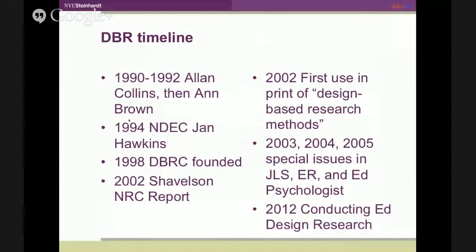A brief timeline. So this is ancient history, and I realize it's not necessarily very well written up in any one particular place, but I did want to share with the group what this history looks like. In the late 80s, Alan Collins, who was at the time working at Bolt, Beranek, and Newman, was doing a lot of iterative design-related educational technology research, and he proposed a term in a book chapter back in 1990 called design-experiments.